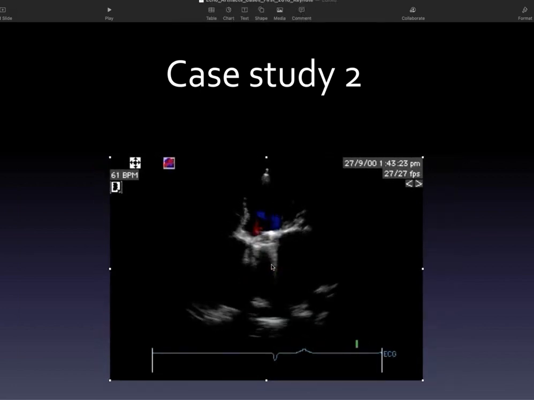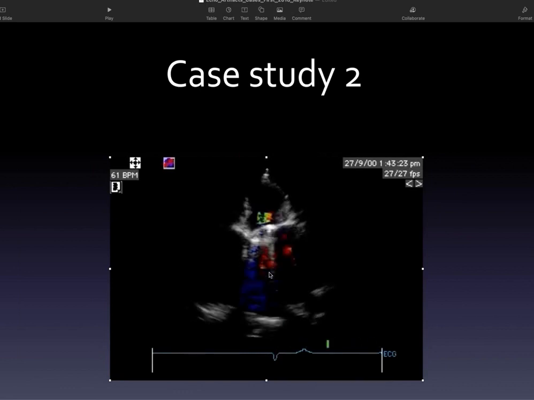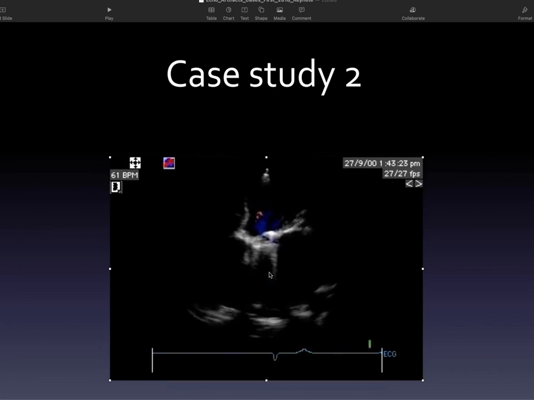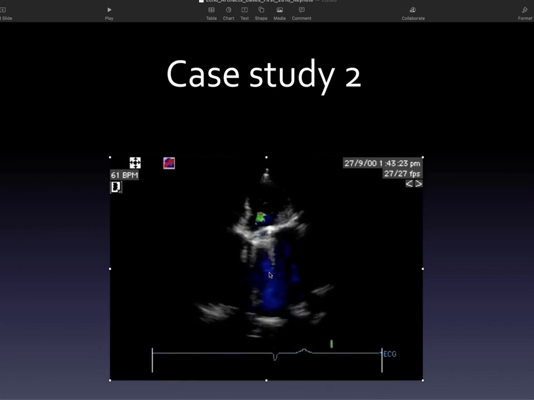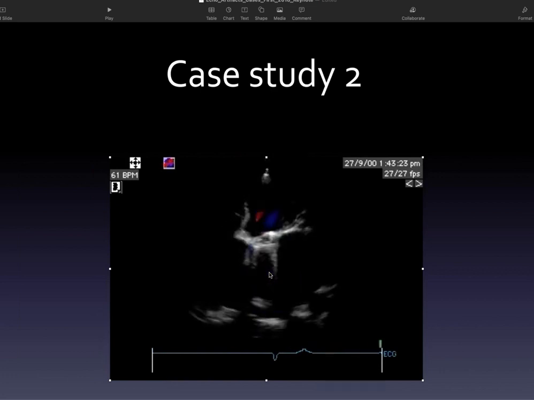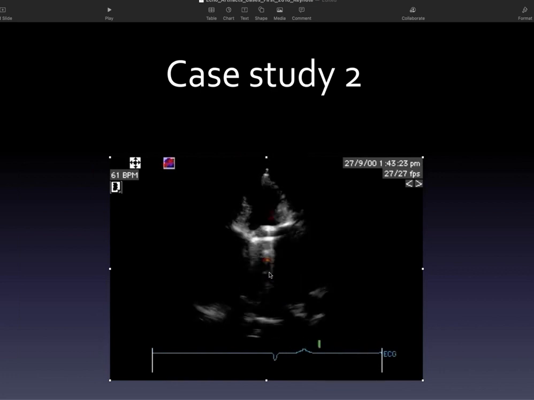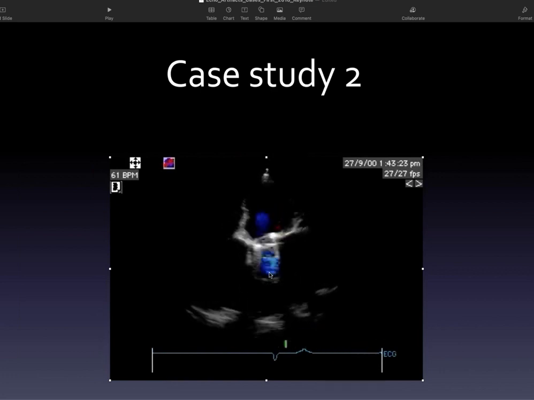So you're seeing a blue jet that is actually behind the mitral valve, and you're not supposed to be able to see anything, because during systole the mechanical leaflet closes, so it bounces off everything that is a sound wave. So the left atrium should be dark, but yet you're actually seeing a blue jet in the left atrium.